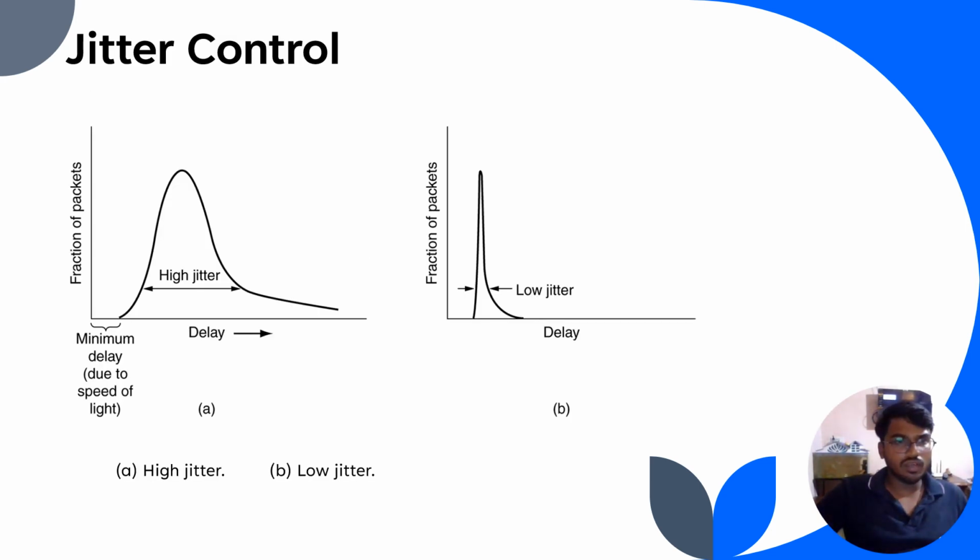In this slide, we're going to talk about jitter filter. The first option is known as high jitter. The second option is known as low jitter. In this first option, you can see the graph, and the higher graph is known as fraction of packets. The lower graph is known as delay. The wide one is called the high jitter filter. The narrow one is called the low jitter filter, and this is the minimum delay due to the speed of light. This is the low jitter filter and this is delay. Moving on to the next slide.